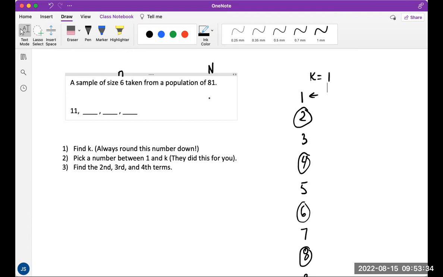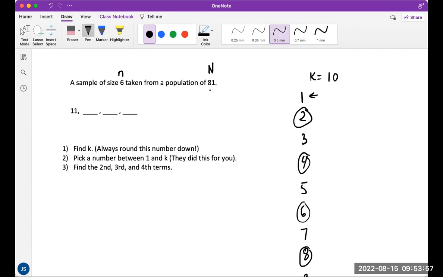If we have a big population, we want to choose a larger K, so we might choose 10 or so, which would be a better choice. Then it would be the 10th, the 20th, the 30th, and at least there we would get closer to 81. Our last person would be kind of close to 81.